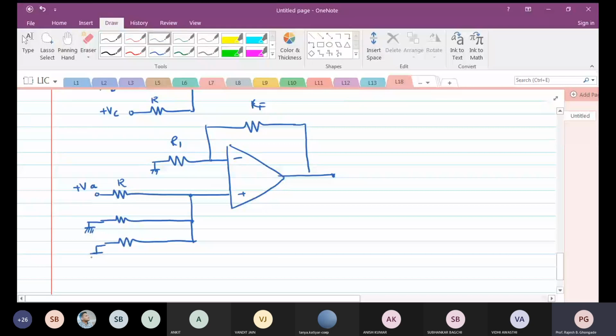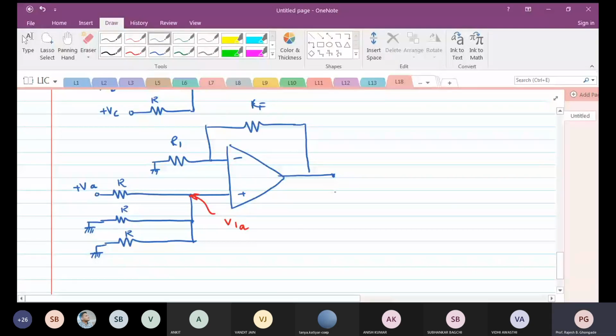remove these sources. And now whatever is the voltage appearing at the input here, I'm going to call this as V1A. Remember, this is also R. This is also R. So what is the output voltage? What is the voltage V1A corresponding to VA?